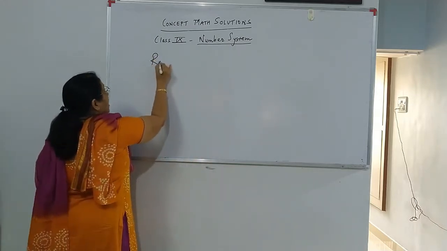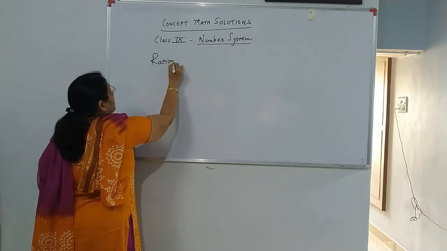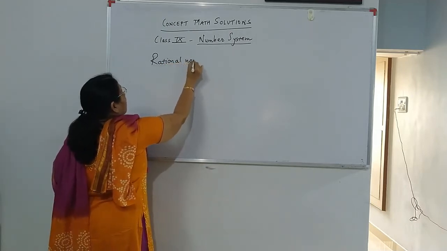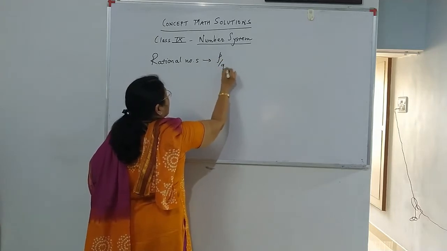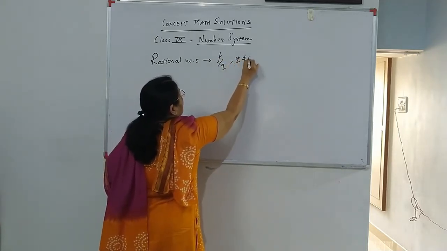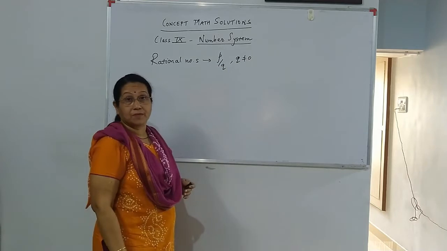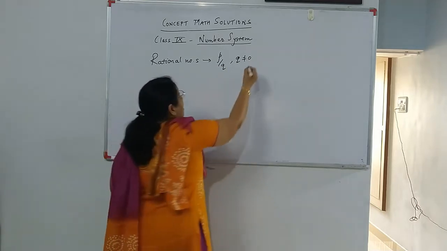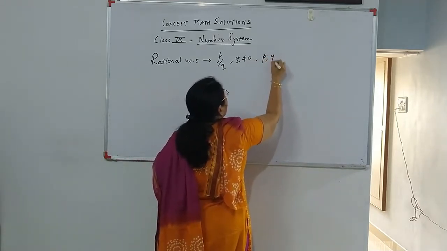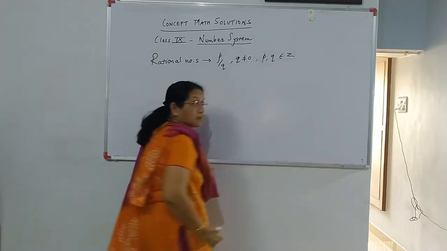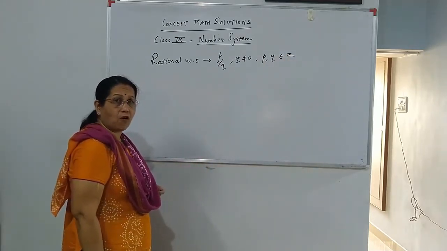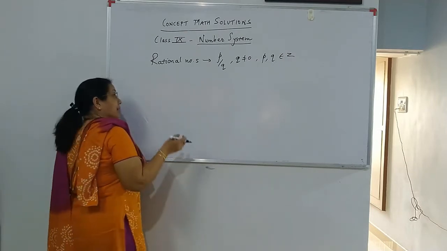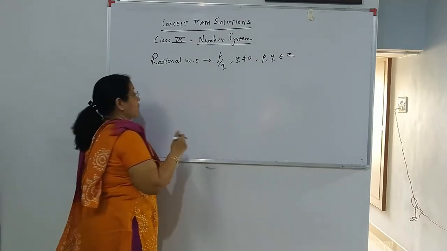Now, rational numbers are the numbers of the form p by q, where q is not 0, because when q is 0, division by 0 is not defined. And p and q belong to the set of integers. All rational numbers can be written in the form p by q. They can also be written in decimal form.